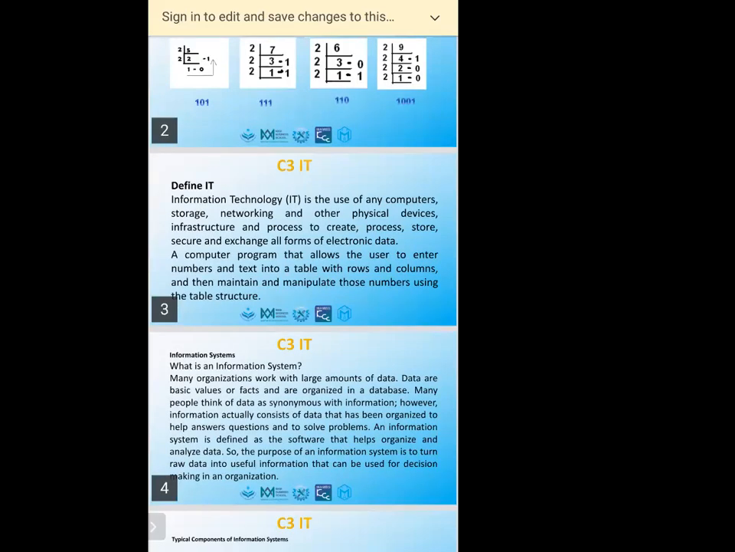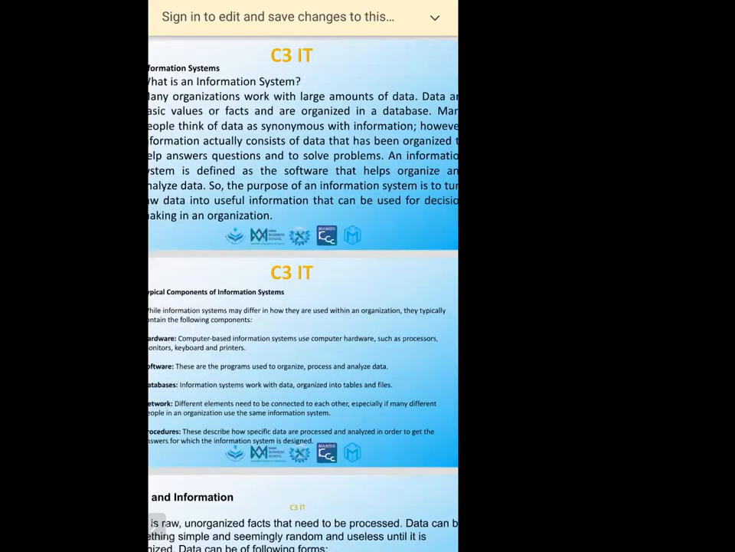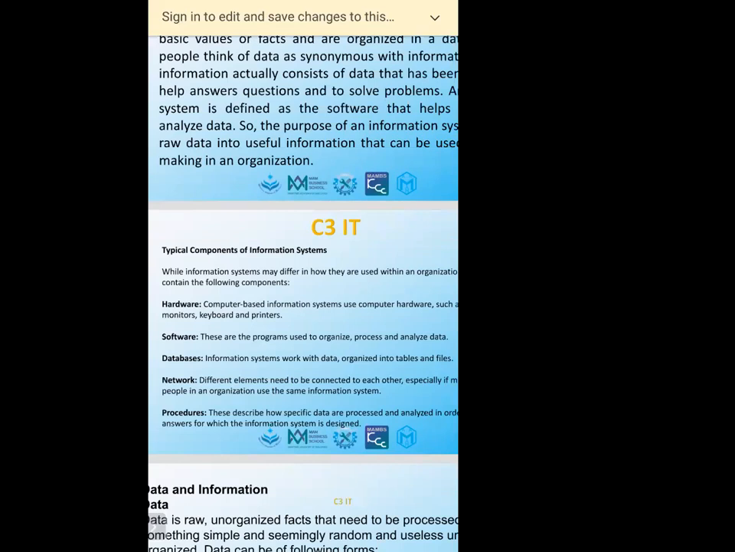Then what is the information system? These are the components of an information system: hardware, software, databases, networking, and procedures. Hardware means the components that we are using in the computer system. Software means the software you are using in your system to process the data. Then databases. You may use an Access database, Sybase database, Oracle database, or Ingres database; different databases are available.